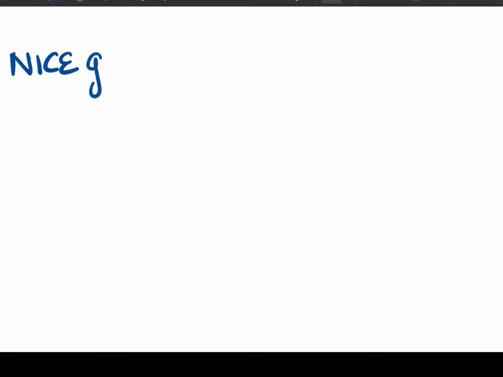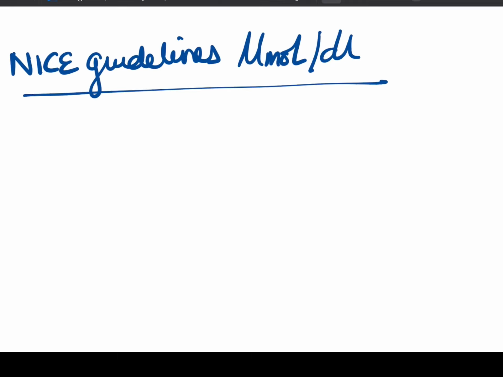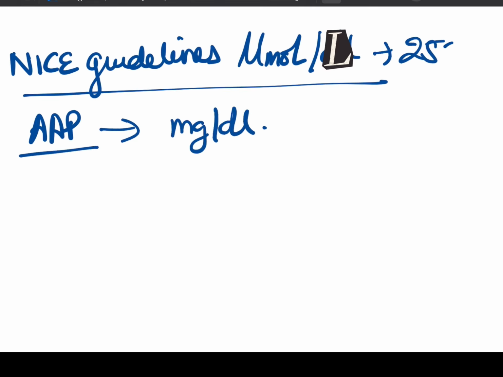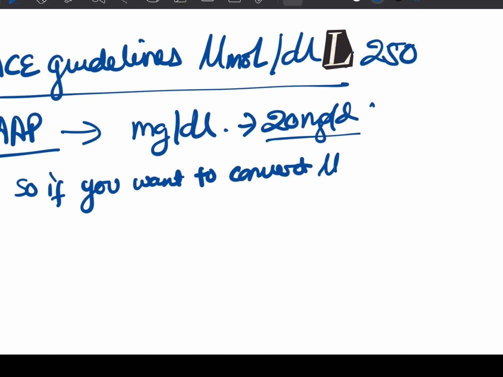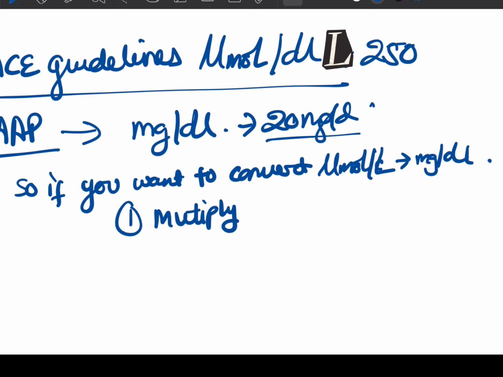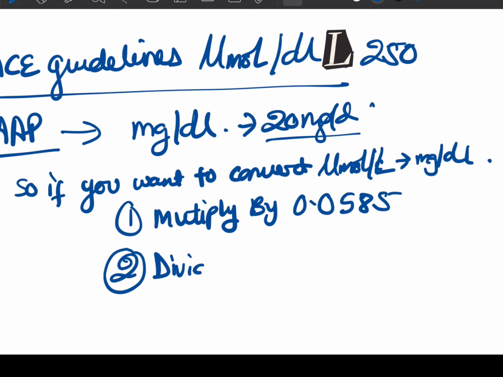There are two ways of doing it. Since NICE is in micromole per liter and AAP is in milligram per deciliter, the NICE value will be around 250 micromole and the AAP value will be around 20 milligram per deciliter. If you want to convert from micromole per liter to milligram per deciliter, there are two ways: either you can multiply or you can divide. You can multiply by 0.0585 or you can divide the value by 17.